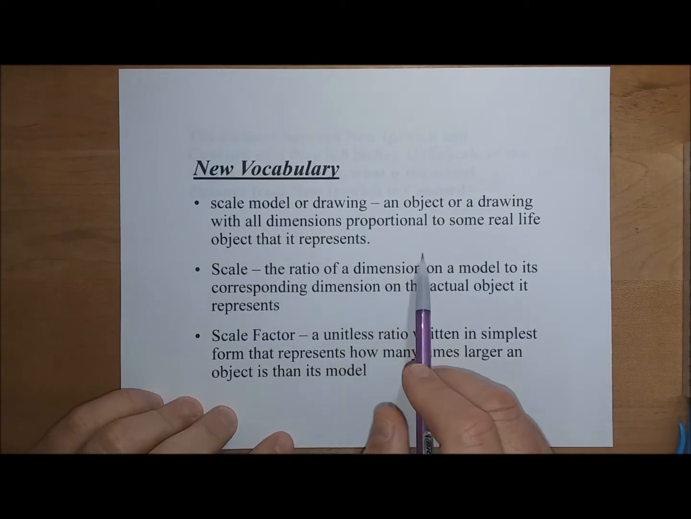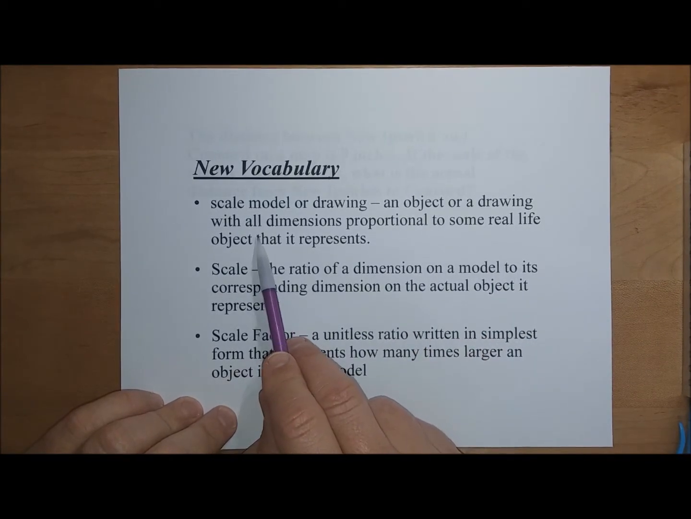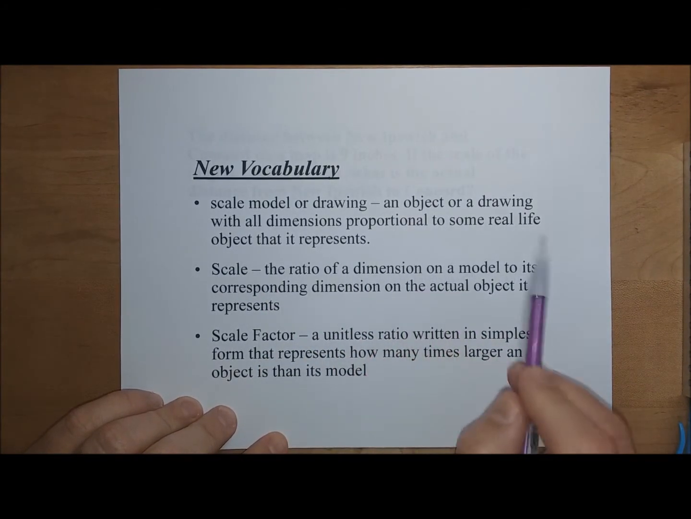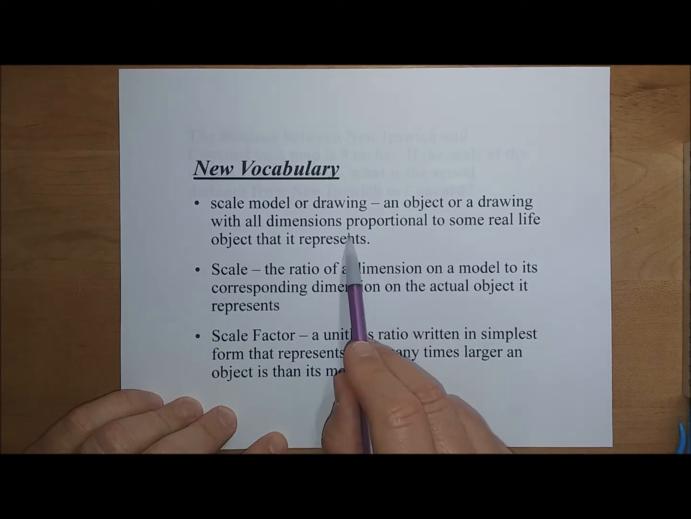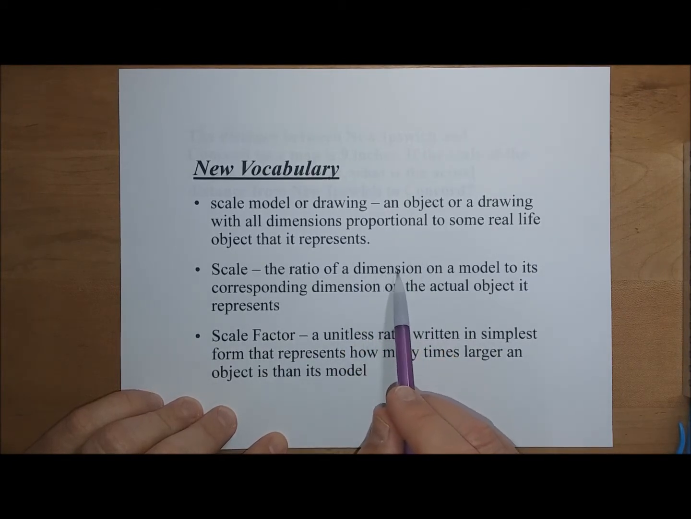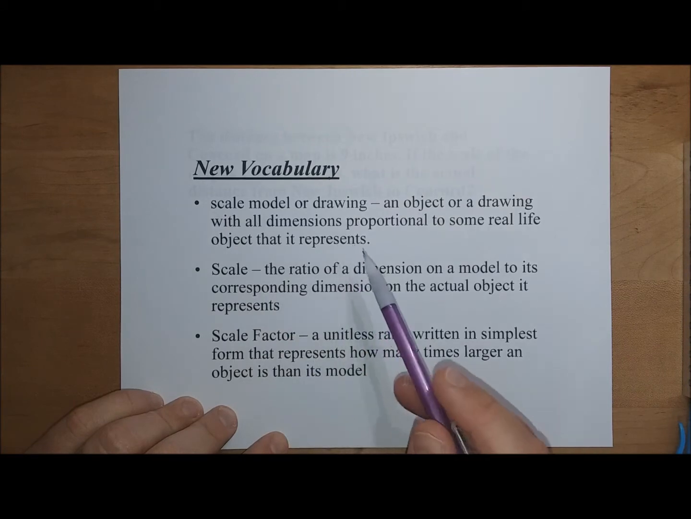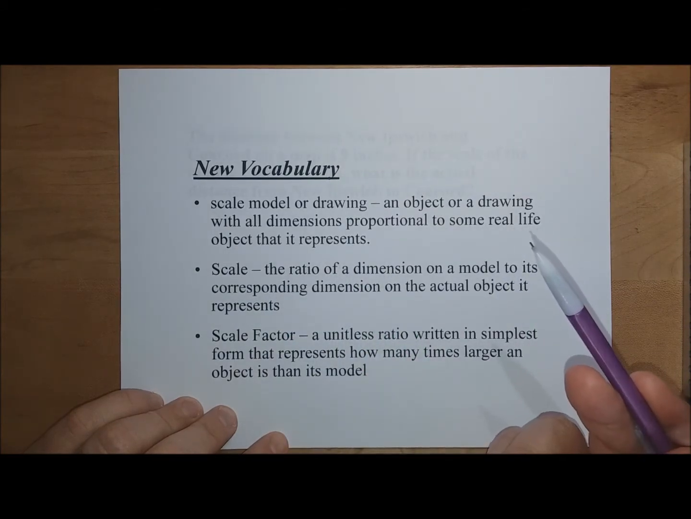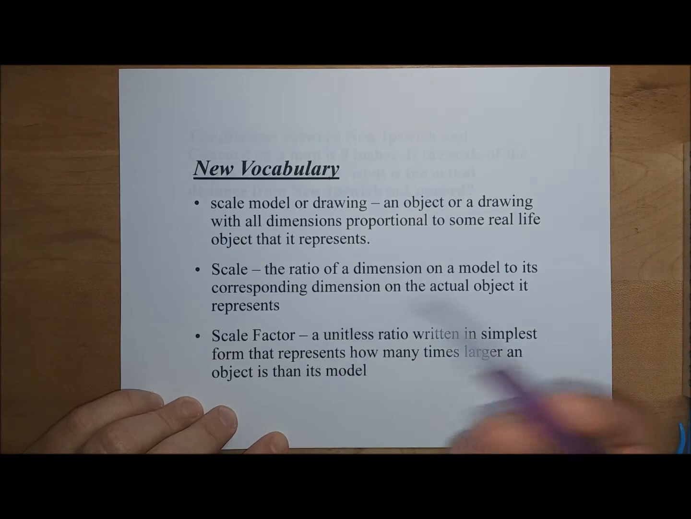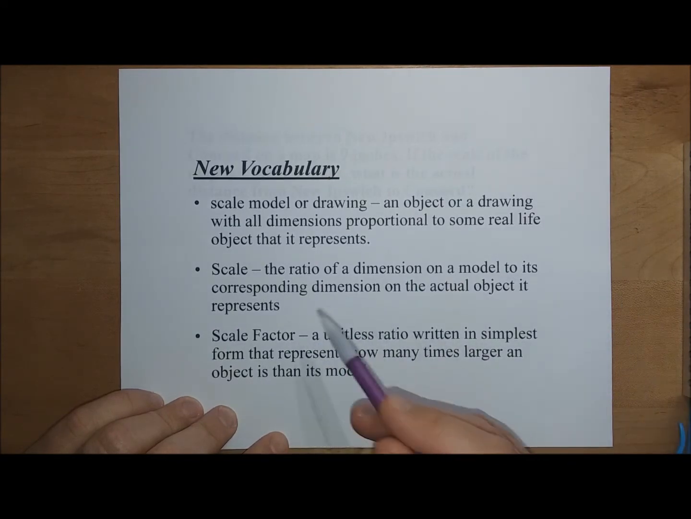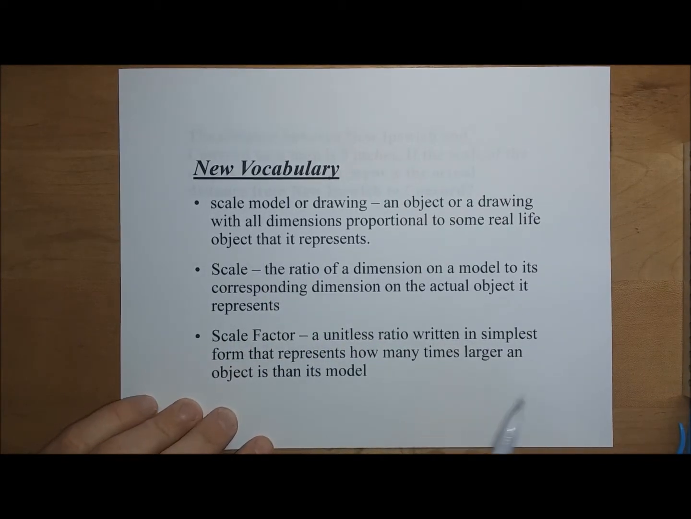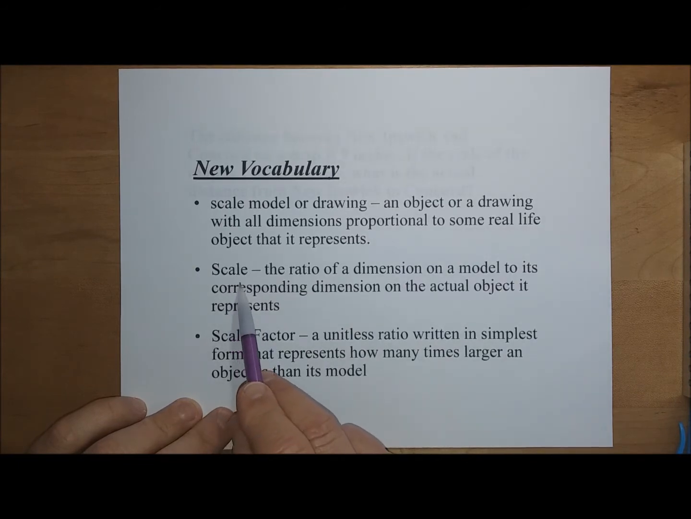Scale model or drawing. This is an object or a drawing with all dimensions proportional to some real life object that it represents. So there's that word proportional again, basically just meaning that we have similar figures, right? And the most common example of a scale drawing that you might see would probably be a map, right? And nowadays we have Google Earth, and you can think of Google Earth just as a virtual map or a virtual scale drawing.